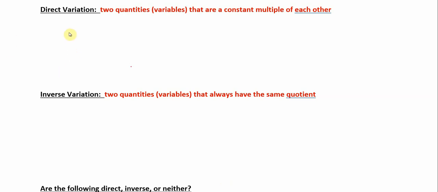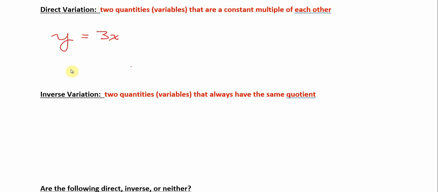So a direct variation is two quantities, or you can think of them as variables, that are a constant multiple of each other. So you can think of this as when one gets large, the other gets large as well. Here's an example: y equals 3x. We say that this is a direct variation because x and y are always off by a multiple of 3.